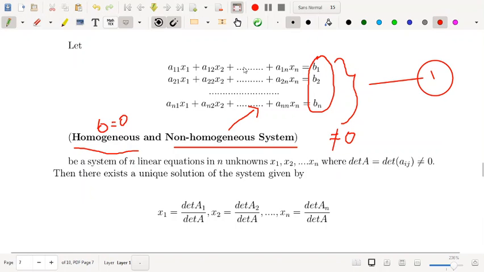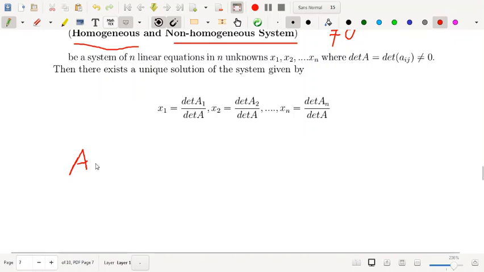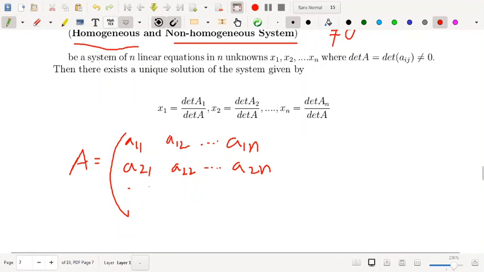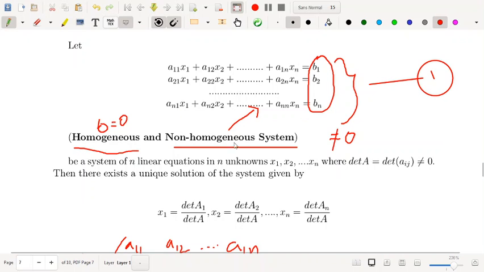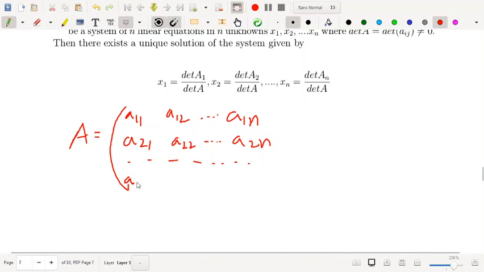So I am writing this system of equations in matrix form first. Suppose A is the coefficient matrix: a11, a12, etc., a1n, a21, a22, etc., a2n, and lastly an1, an2, etc., ann. So I am writing the coefficients.